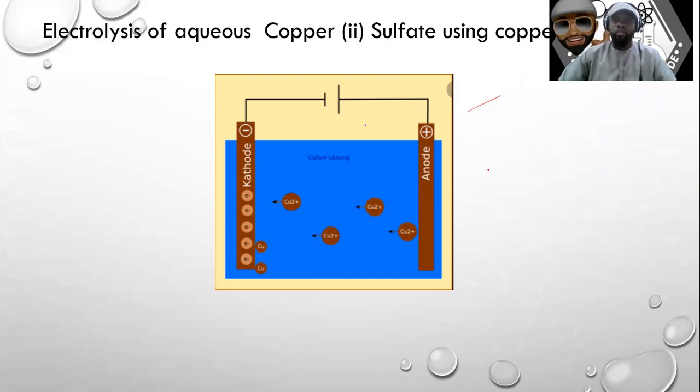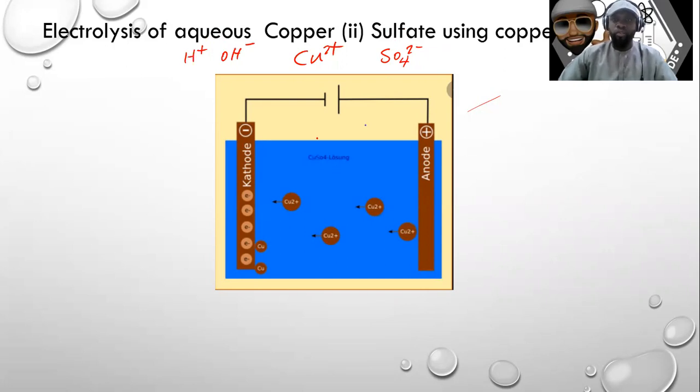Today we'll be looking at electrolysis of aqueous copper 2 sulfate using copper electrodes. The ions to be considered here are the copper ion, Cu2+, and the sulfate ion, SO4 2-, both from our ionic compound, copper sulfate. Since this is an aqueous solution, we must also consider the ions that are present when water partially dissociates to form H+ and OH- ions.